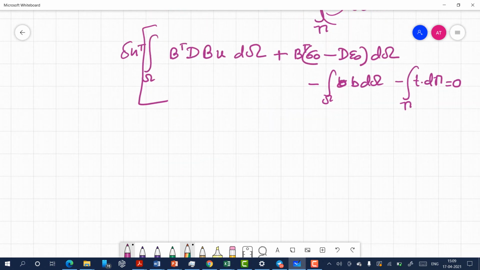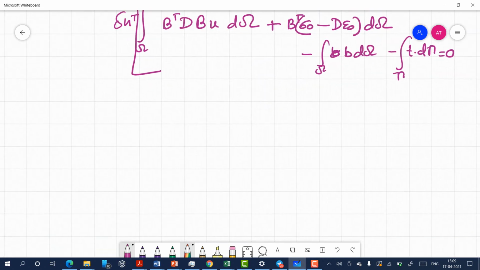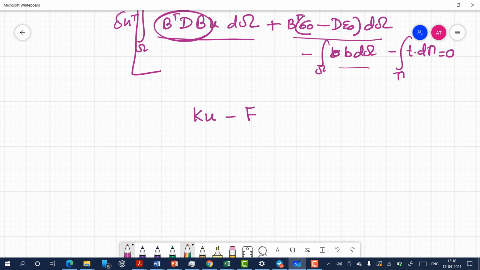Okay, and now this term I can write as K matrix, this part, K into U. Okay, K into U, and the rest of the things I can write as the forces, because this is going to be a force which is coming because of the initial state. These are the body forces, these are the surface forces, all those equals 0.